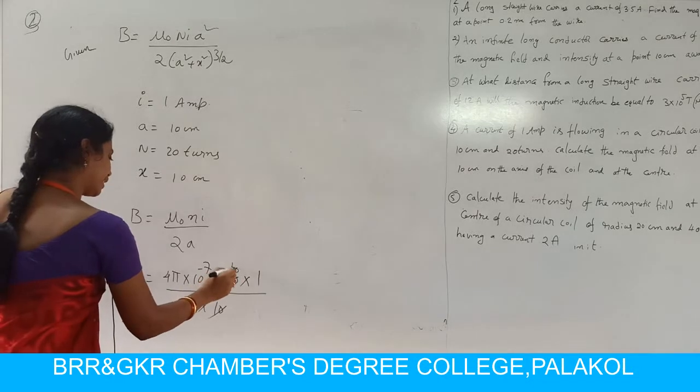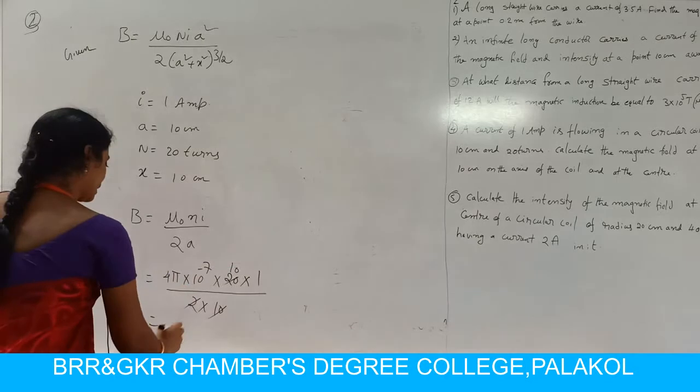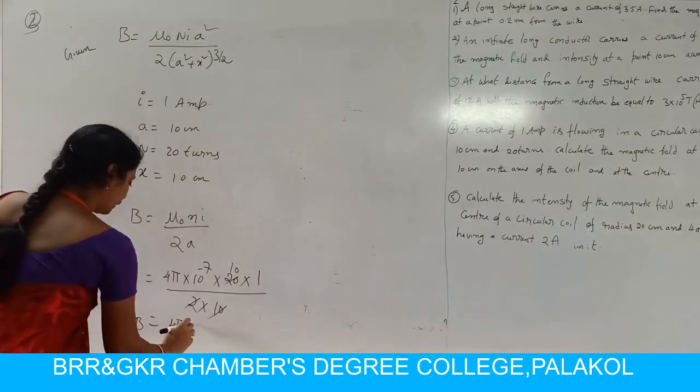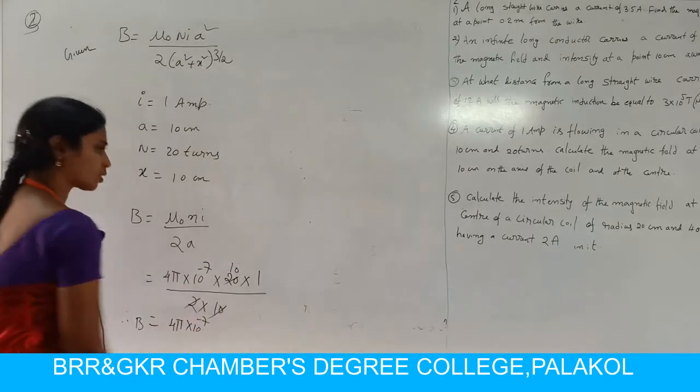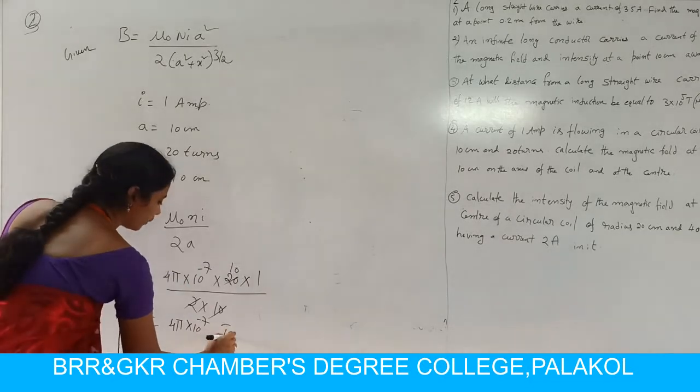Cancelling 10 in 10 times, we get 4 pi into 10 power minus 7. Then this value is nothing but 4 pi into 10 power minus 7. So the units are Weber per meter square or Tesla.